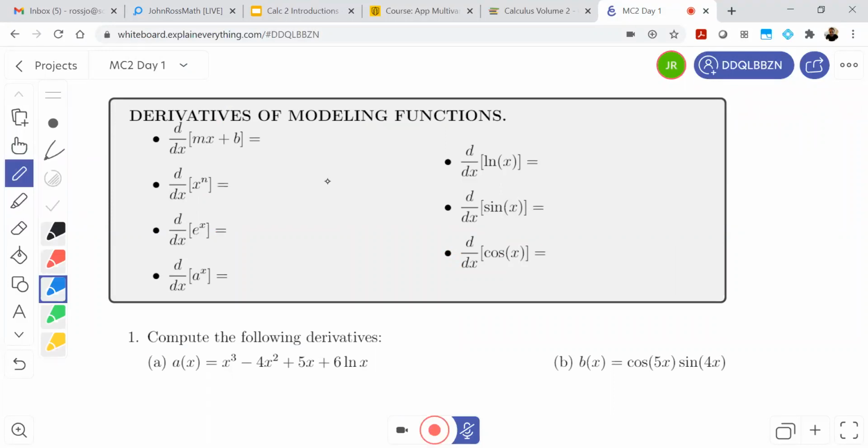So what we have here are a bunch of our basic functions, which in this class we're calling modeling functions, because this is applied multivariable calculus, and these functions are often used to model real-world phenomena. And the question is, what are each of these derivatives? Well, first of all, our most important modeling function is just the straight line, right? y equals mx plus b, or f of x equals mx plus b. The derivative of that is just going to be the constant m. So the derivative of mx plus b is just m.